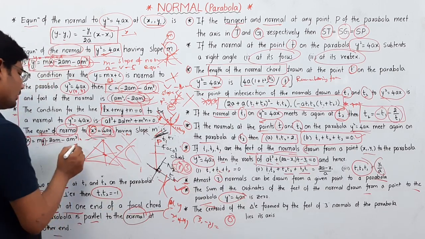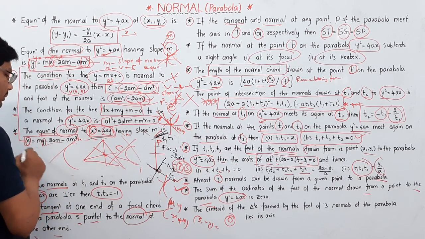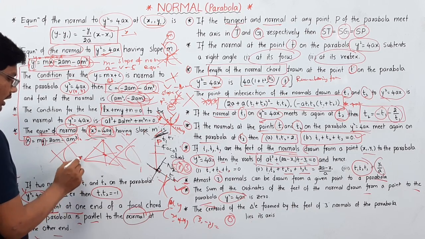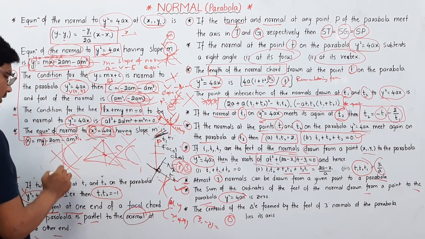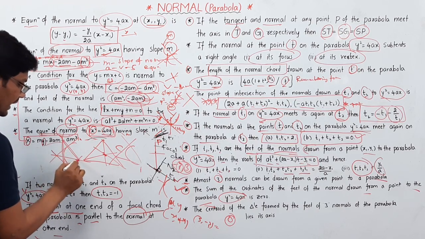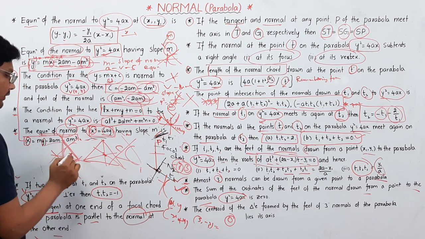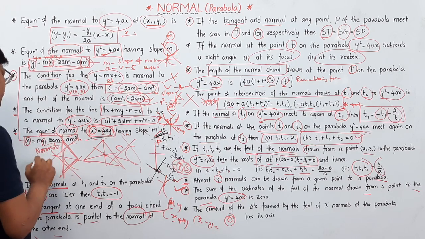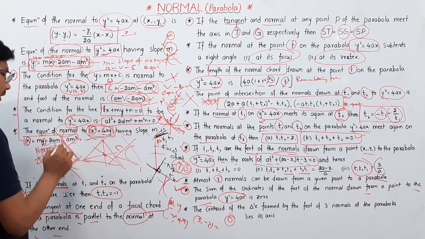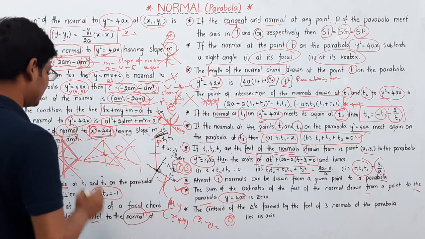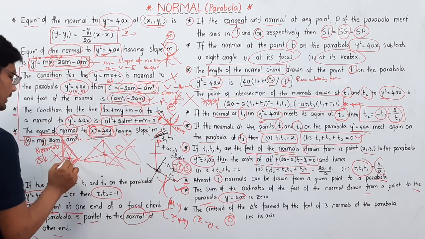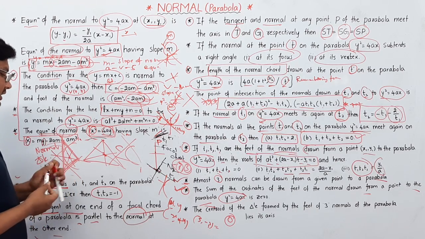For example, if you take a parabola, for those normals, this is a triangle formed here, a triangle from the normals. From this triangle, the centroid will lie on the axis. That is the point he is saying.